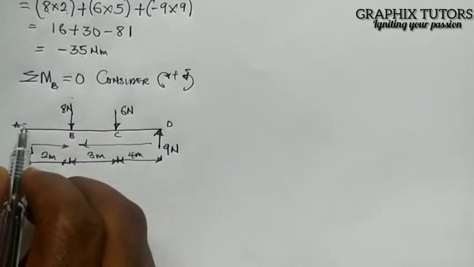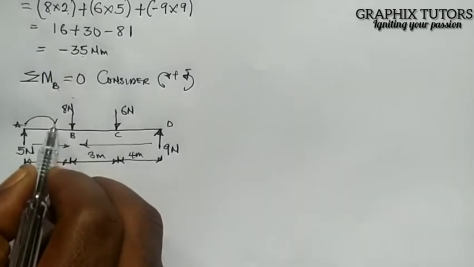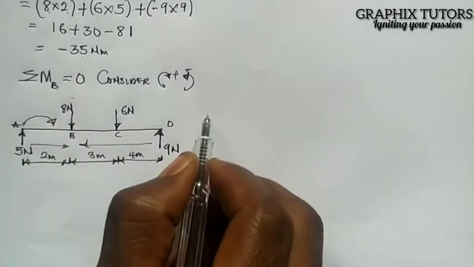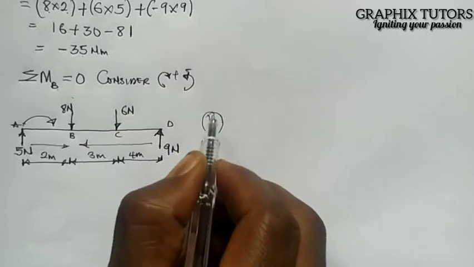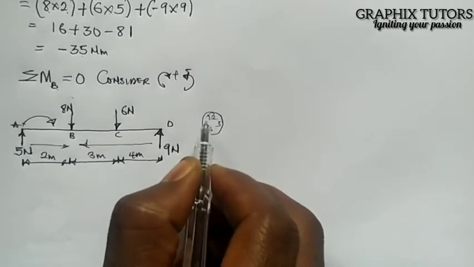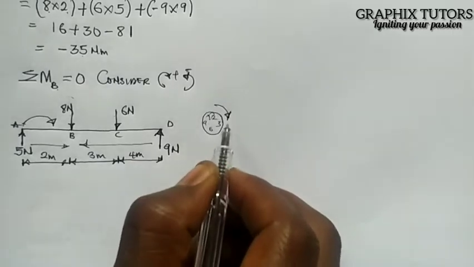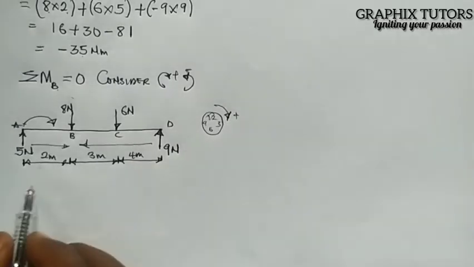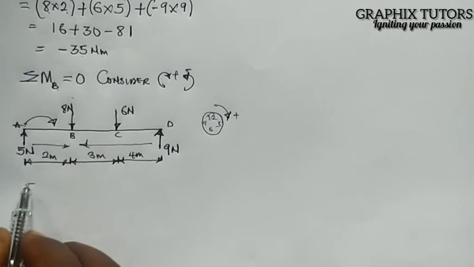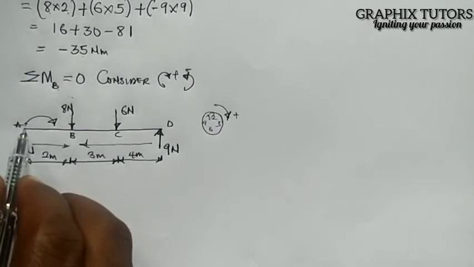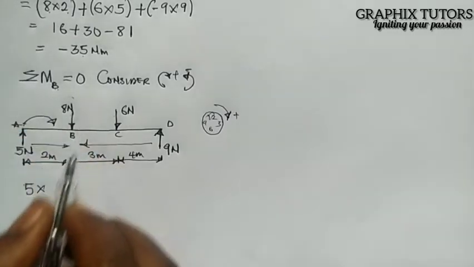So the first one is A. A will be going towards B. This is my clock here: 12, 6, 3, and 9. And it's coming like this, and that is clockwise, and clockwise is positive. So it will be 5, this force, multiplied by the distance from here to where I took moment, which is B, and that is 2.